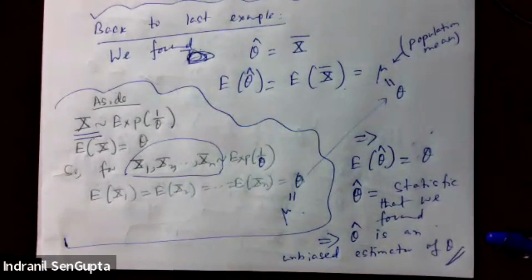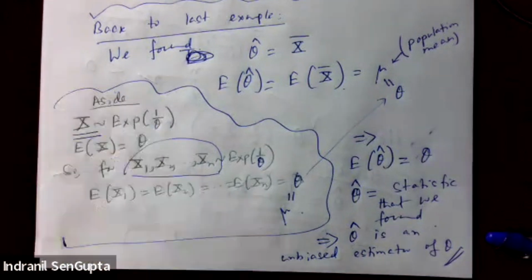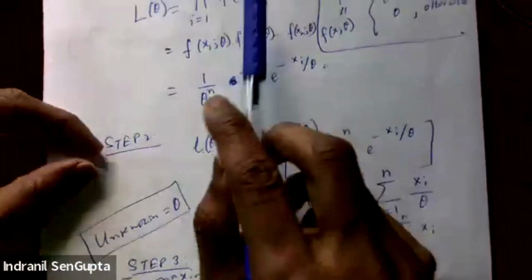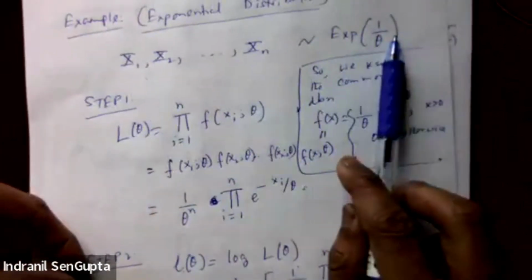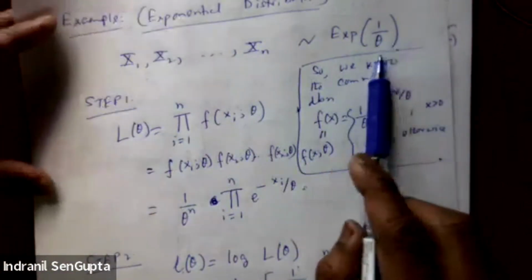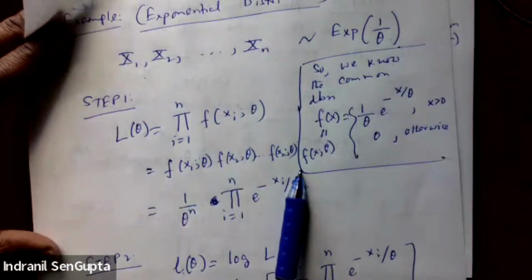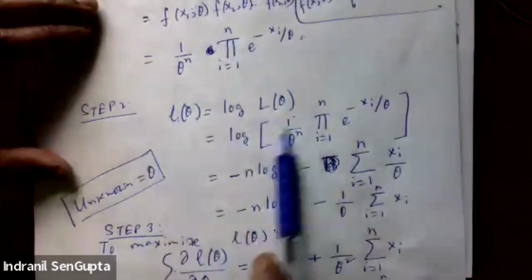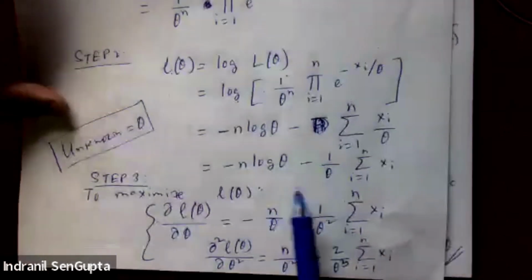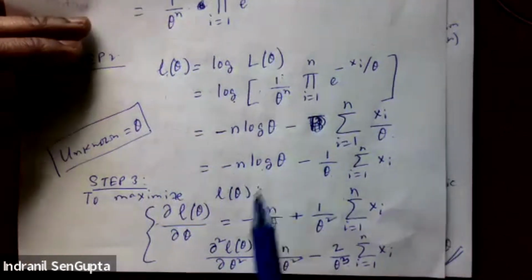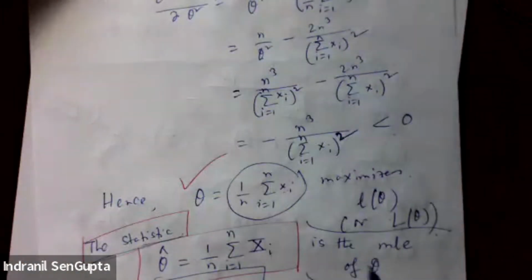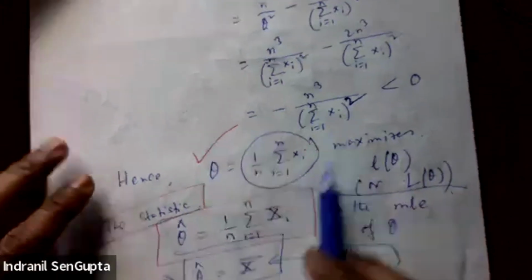So we developed a technique with 3 steps. Let me quickly go back. First, we are given a bunch of exponential distributions. We construct this L theta, which is the likelihood function. Then we have the log likelihood function. And then in step 3, maximize it. After the maximization, we found that the correct value of theta that maximizes should be this one.